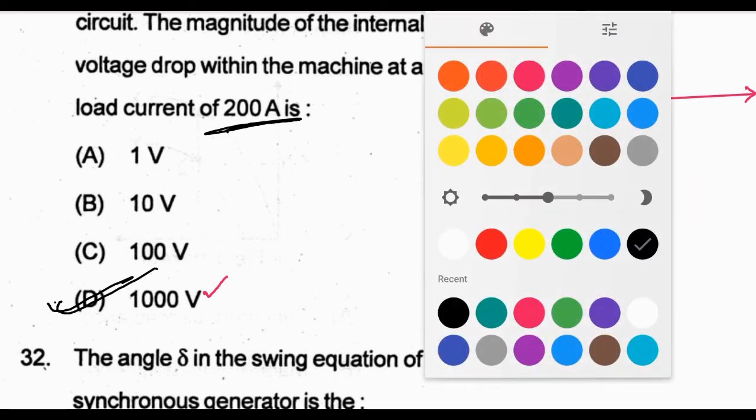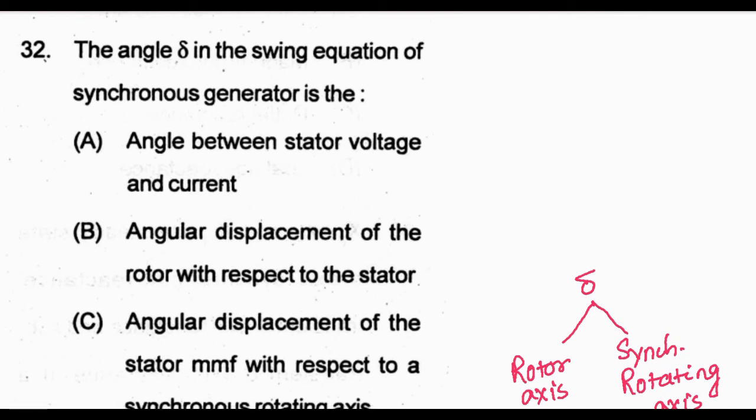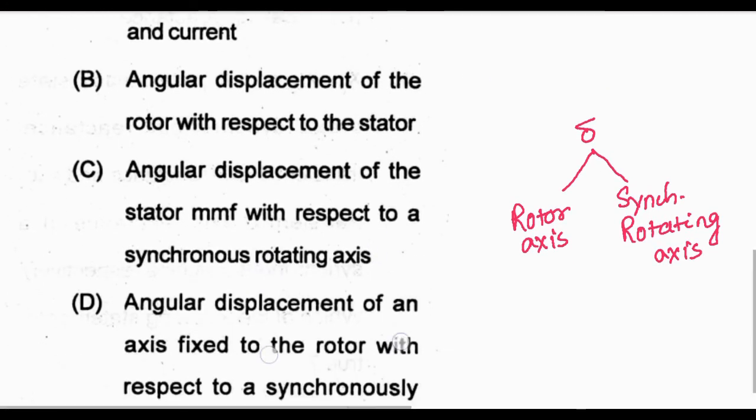Next question, question number 32. The angle delta in the swing equation of a synchronous generator is the angle between the rotor axis and the synchronous rotating axis. Which option is correct?